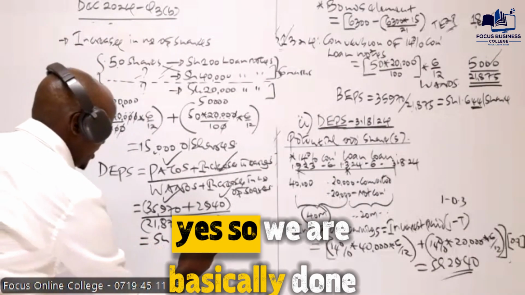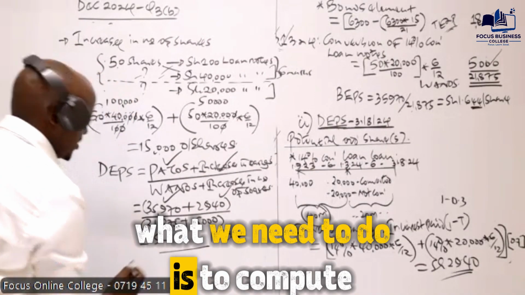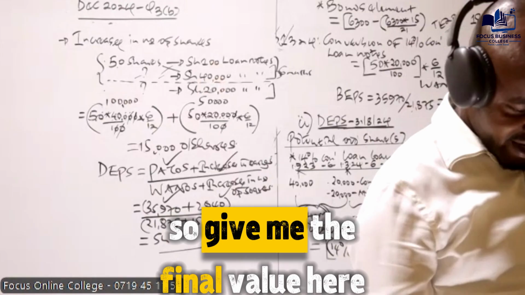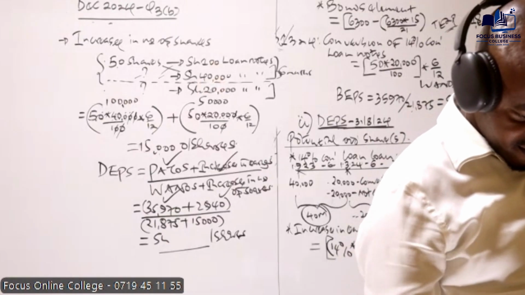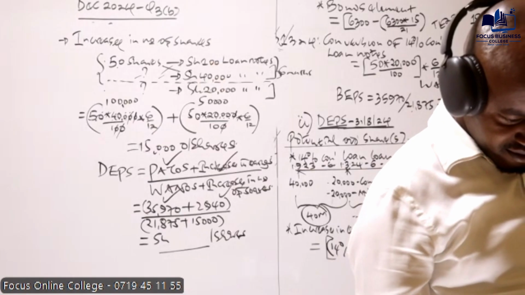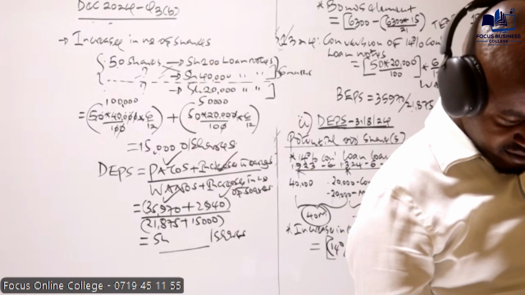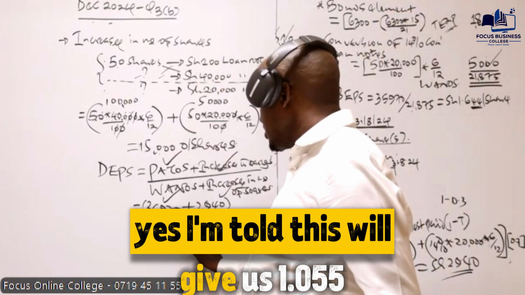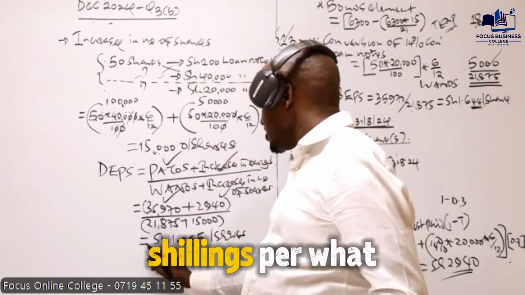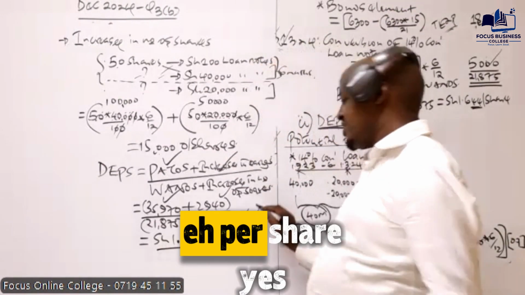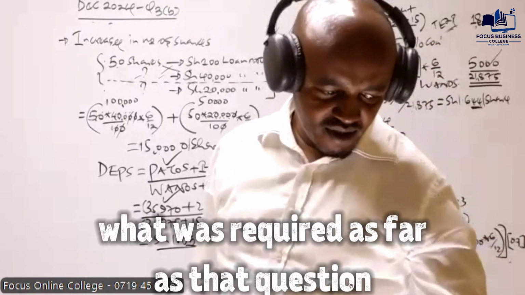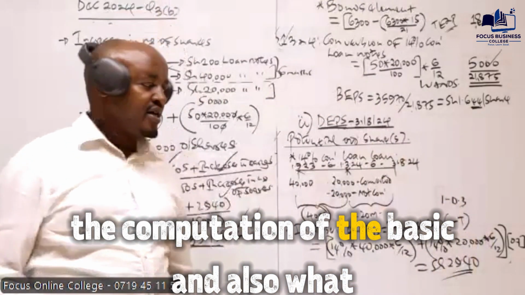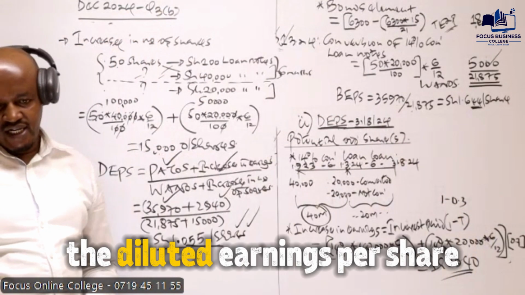Yes, so we are basically done. What we need to do is to compute the diluted earnings per share. So give me the final value here. Yes, I'm told this will give us 1.055 shillings per share. So that is what was required as far as that question is concerned: the computation of the basic and also the diluted earnings per share.